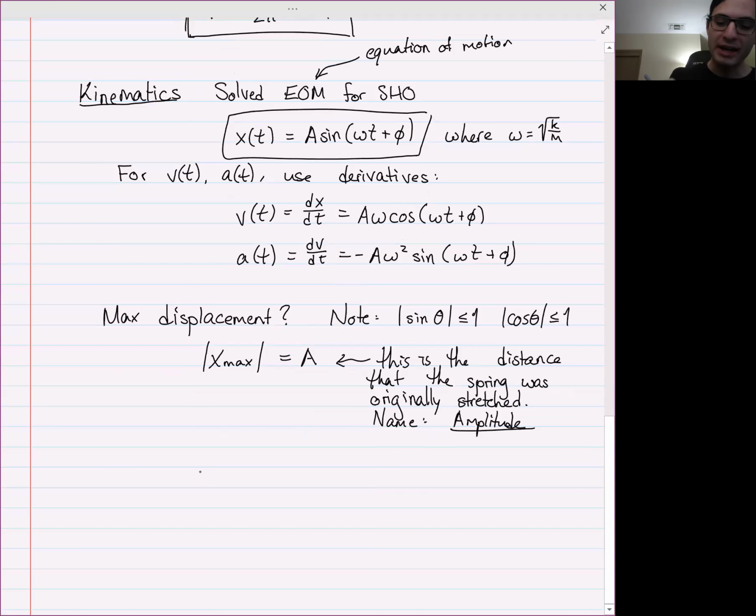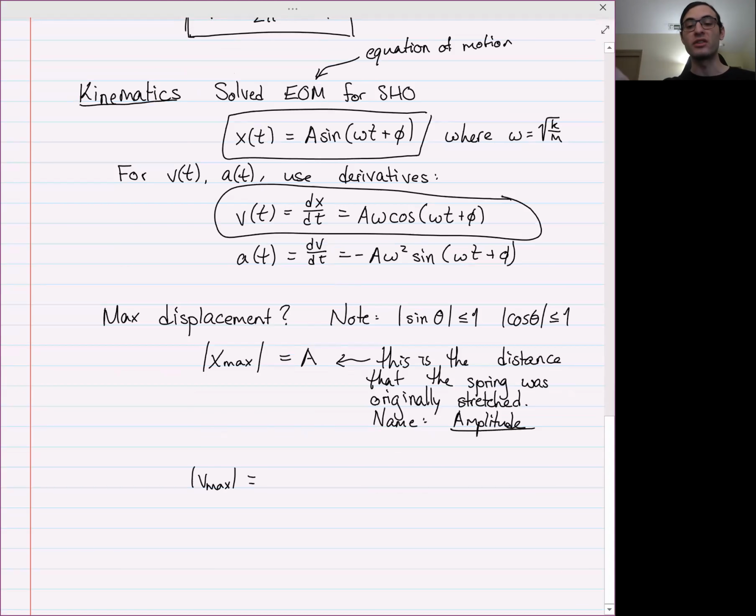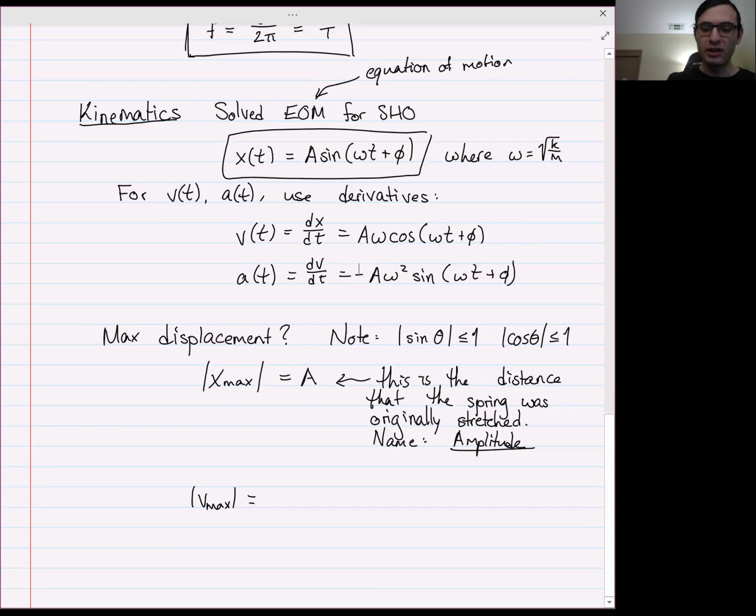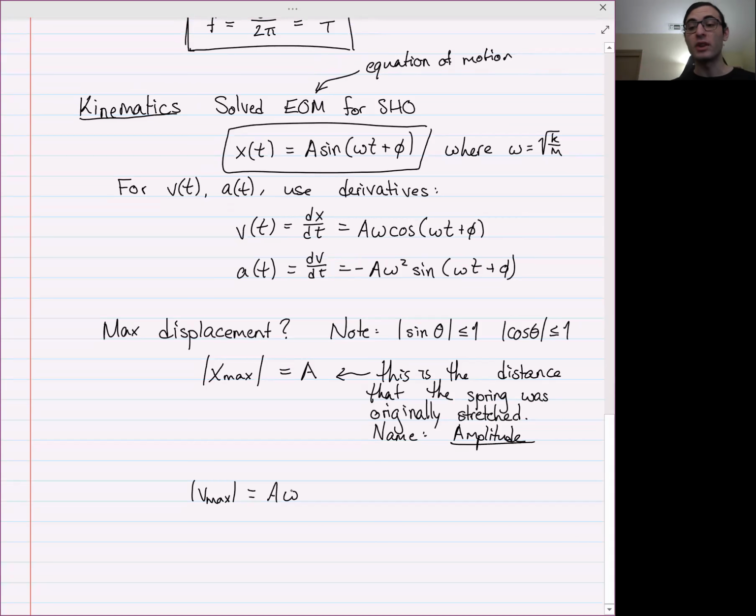Similarly, we could figure out the maximum velocity. We look at the velocity function, and we see that this function is going to be maximized when the cosine is just equal to 1, because that's the maximum possible value that cosine can be, or -1. In that case, we can just read off what the maximum is. It's just a times omega. So we find that indeed the maximum velocity that this object can have is a times omega.